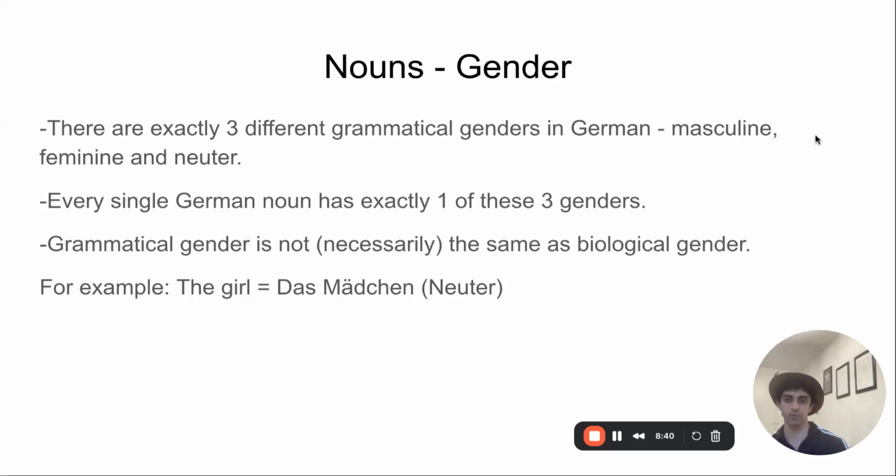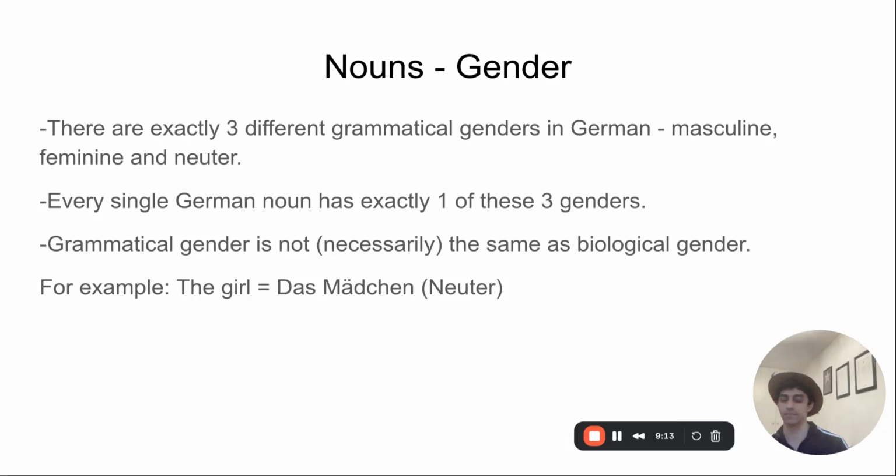Okay, we're going to start with gender first. So there are, of course, exactly 3 different grammatical genders in German: masculine, feminine, and neuter. The way I would think of these grammatical genders is they're very much grammatical genders. So they're part of the way that the language is formed, they're part of the language's grammar itself. So they're essentially categories. Every noun has to fall into one of those 3 categories, and each of those types of nouns or categories of nouns have slightly different patterns. They behave in slightly different ways.